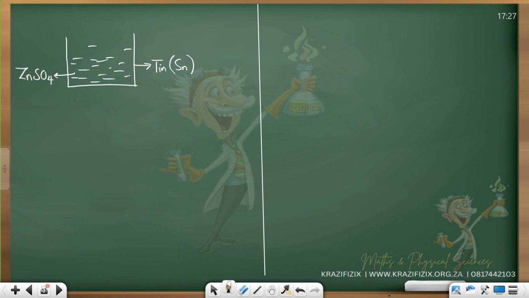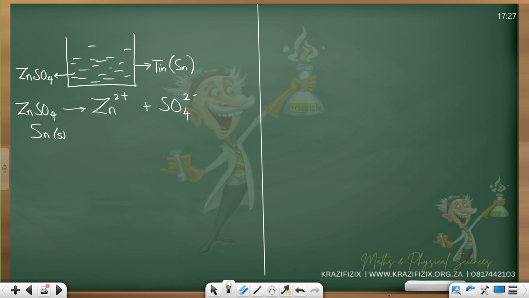Is this safe? The first thing I'm going to look at is what are the reagents that I have? Look at your zinc sulfate. If I have zinc sulfate, one thing I know from grade 10 is that because it's aqueous, I will be having zinc 2 plus, SO4 2 minus. Please follow me. Zinc sulfate is in solution, so it's aqueous, it has charges. And then I have tin solid.